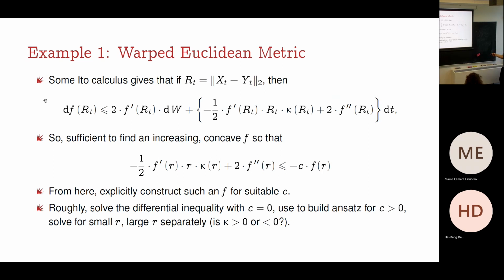So you get the solution with c equals 0, and you use it to build an ansatz of what f should look like for c greater than 0, and then you solve the differential inequality approximately. And you break up the interval: for small r, I should do one thing; for large r, I should do another thing, depending on whether this kappa is positive, negative, etc.